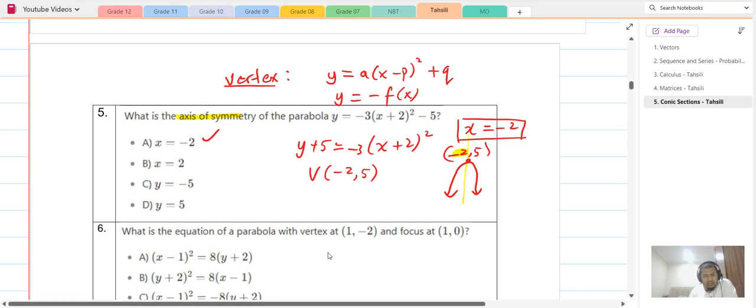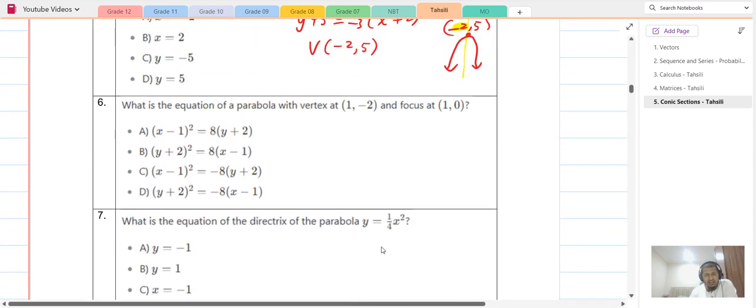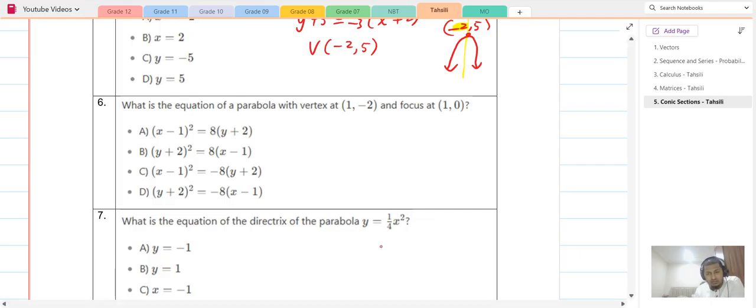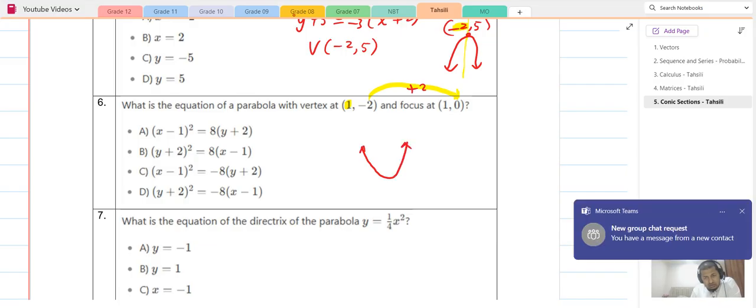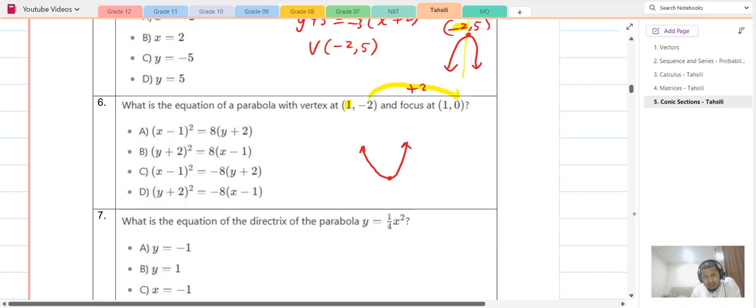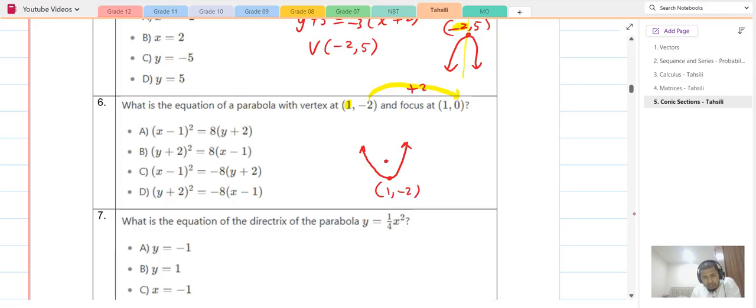Next question. What is the equation of the parabola with vertex at 1 and -2 and focus 1, 0? When you're looking at this parabola, we know that the vertex is 1 and -2. The focus is supposed to be on the inside, but from -2 we went to 0, so we kind of added 2. So your parabola has to be opening upwards. So we can say 1 and -2, and if you add 2 to this point, you're going to get a focus which is 1 and 0.